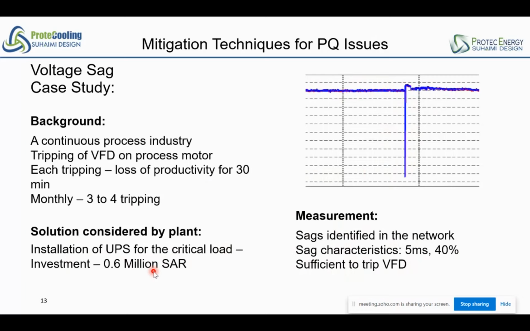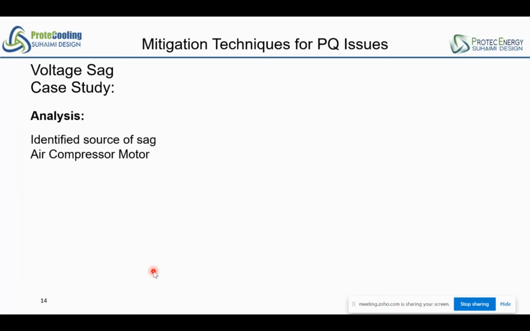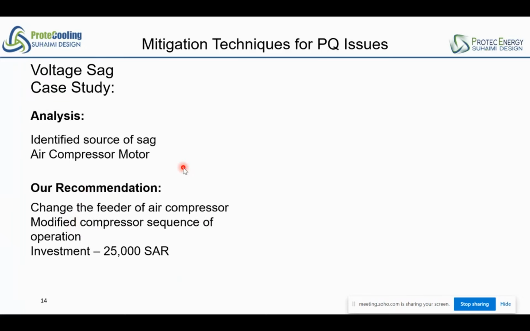So we did a further detailed study of the facility. We identified the source of the sag as an air compressor motor. There was an air compressor in the plant which was not operating on a load-unload mechanism. It was operating on-off whenever needed, and the requirement was also not continuous. So we changed the feeder of this air compressor and modified the compressor operation sequence. For this, the investment was 25,000 Saudi Riyal for the client, so we reduced their investment from about 0.6 million to about 25,000 Saudi Riyal.